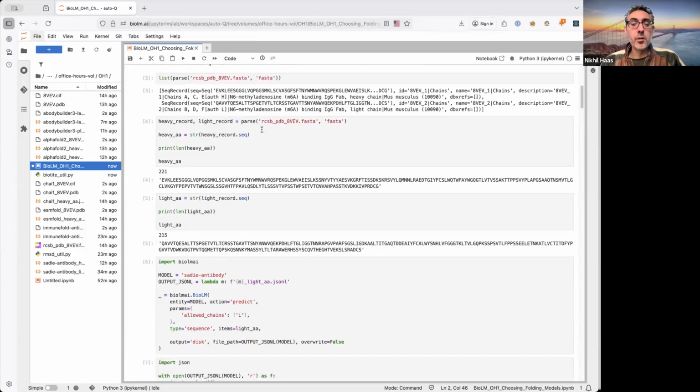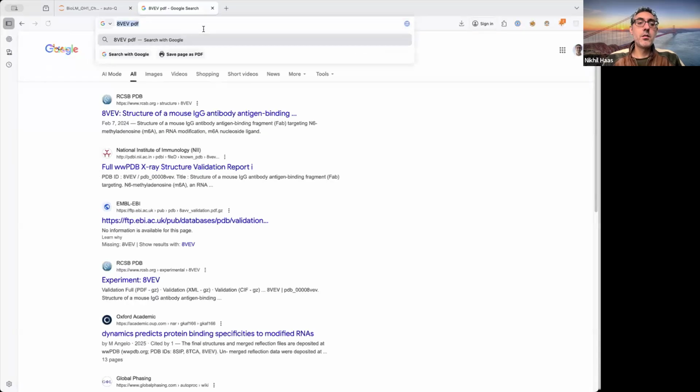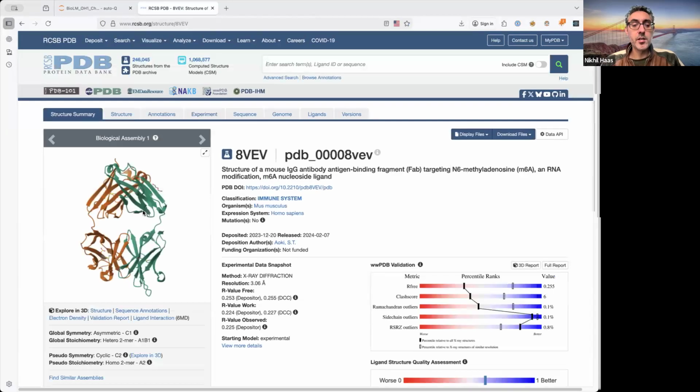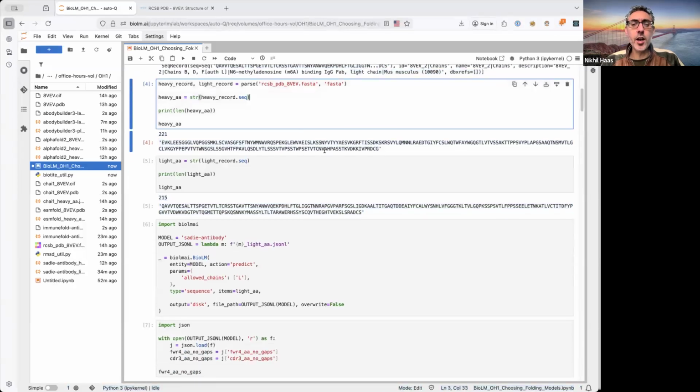So the first thing that you can see is that there's a heavy chain and then a light chain. This is the PDB molecule that we're looking at. And here's the heavy chain, the first sequence, and the light chain. And I just extracted those out, the heavy and light.